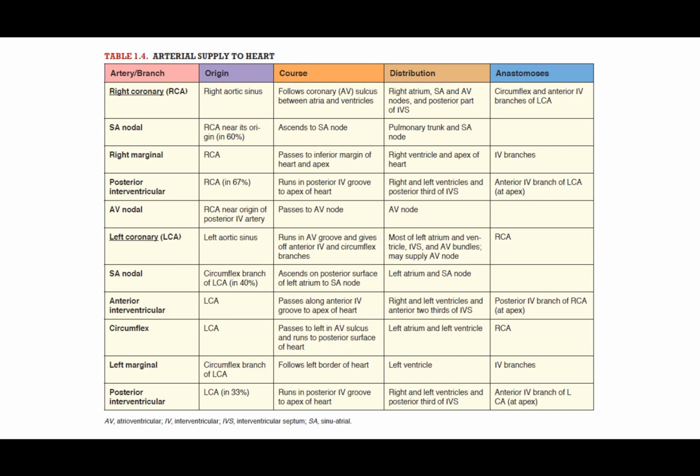Typically, the left coronary artery will supply the left atrium, most of the left ventricle and part of the right ventricle, most of the interventricular septum, and the sinoatrial node in 40% of people. It's important to note that variations in branching patterns and distribution of the coronary arteries are common.